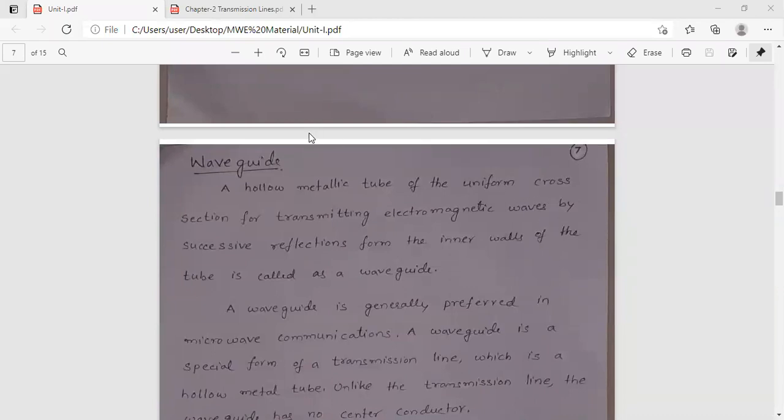Let me move to the waveguide. As I've said, a waveguide is nothing but something that guides the wave only. Why is the name given as waveguide?